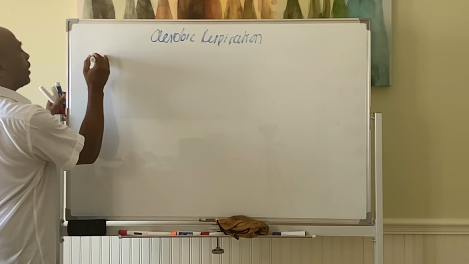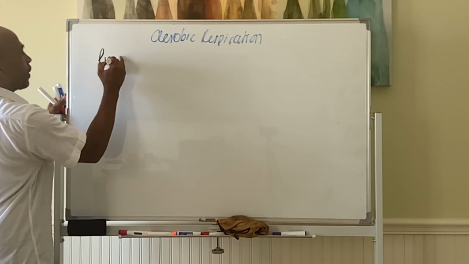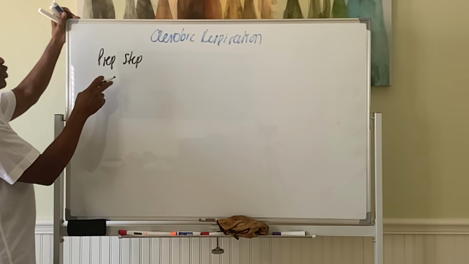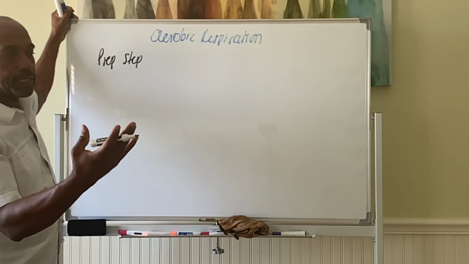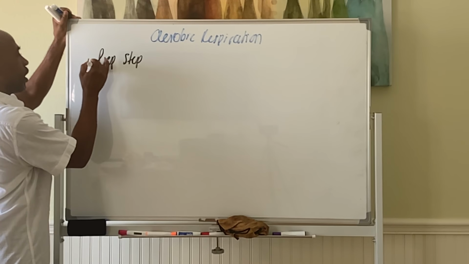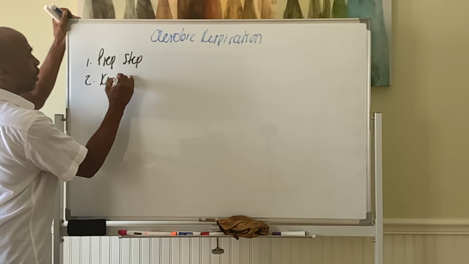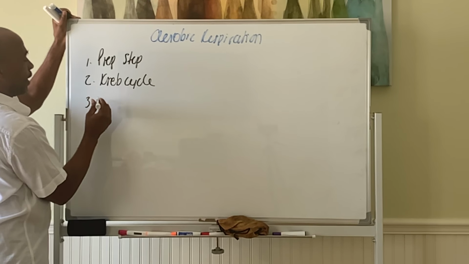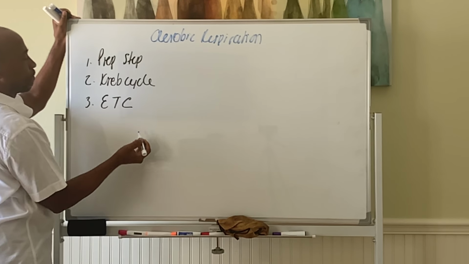The steps of it are called the prep step. This prep step is used to prepare pyruvate to enter the Krebs cycle. So you have the prep step 1, you have your Krebs cycle, and then you have the electron transport chain.